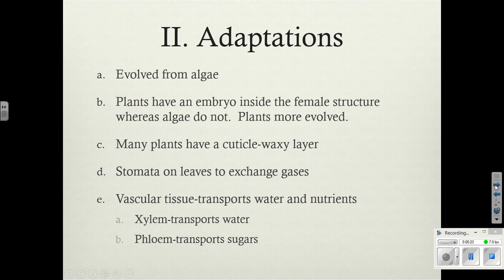Plants have evolved from algae. So basically what that means is they have an embryo inside a female structure, and algae do not. Algae are just a type of protists that still have that photosynthetic capability. Also, plants are going to have something called a cuticle, which is a waxy layer protecting their leaves and stem, and it helps to prevent water loss.